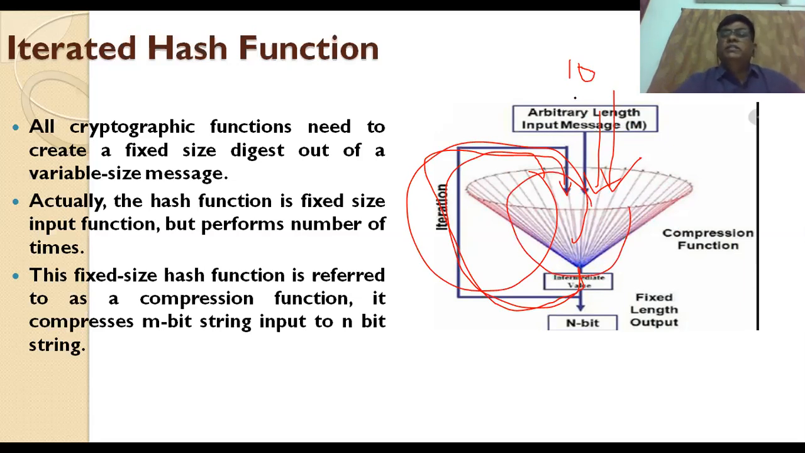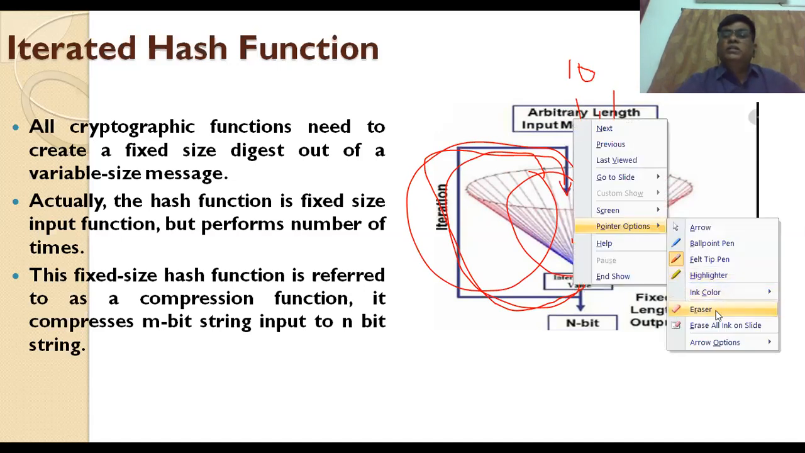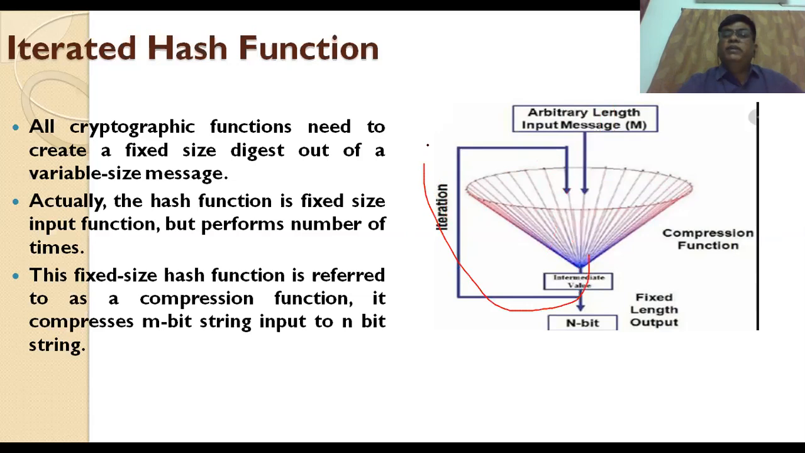First time it takes the first block and gives one output. That intermediate output is sent back to the compression function. It takes the second block from the message and the previous output. On this data, it performs the hash function and gives the second result. Again that second result is sent back to the hash function and it takes the third block.